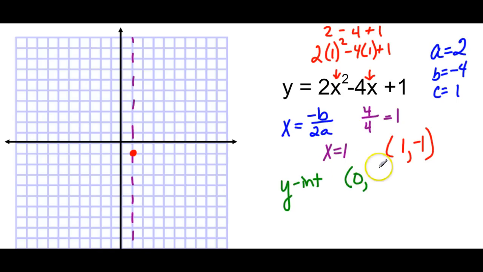So I'm just going to go ahead and write that down. And then I'm going to go back up here, and I'm going to plug the 0 in here instead of the 1. And you'll see that's gone, and that gives me a 1. So 0, 1 is my y-intercept.